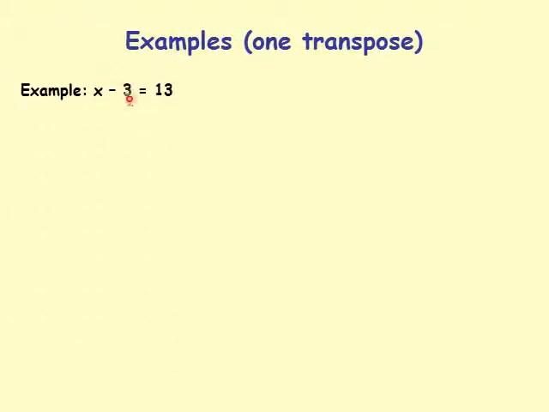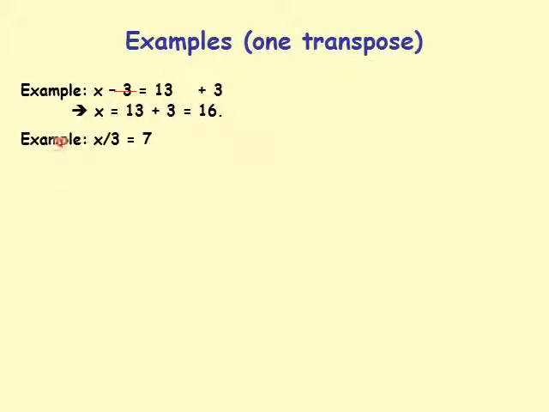Okay, so x minus 3 is 13. Minus 3 is something we need to get to the right, which means transpose. That means a negative term, a subtracted term, gets transposed across the equal sign and becomes plus 3. So we take the minus 3 here, and it becomes an added term, plus 3, on the right. So x is 13 plus 3, which is 16.